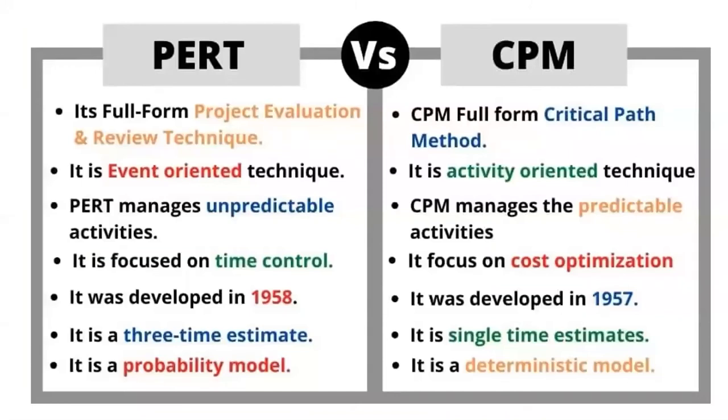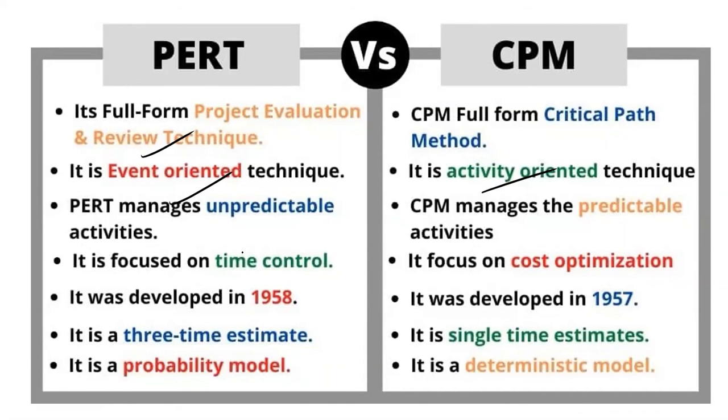This is the last part, which belongs to the operations research portion of operations management. Here, let's distinguish PERT and CPM, because a lot of times questions are asked on this concept. PERT is the Project Evaluation Review Technique, and CPM is the Critical Path Method. Remember that PERT is event oriented and CPM is activity oriented.